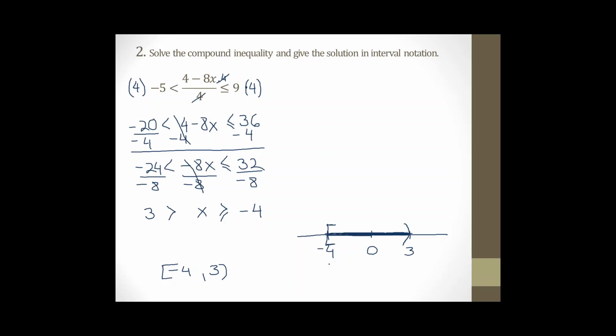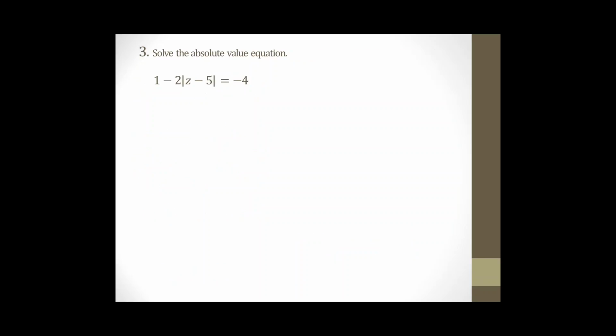All right, I don't see any questions, so let's go to number 3. Number 3 says solve the absolute value equation. So when we have an absolute value equation, we basically are going to have two different equations, because absolute value is the distance or the units on the number line in either direction. We're going to have two different statements.